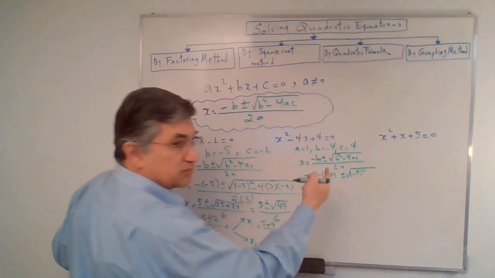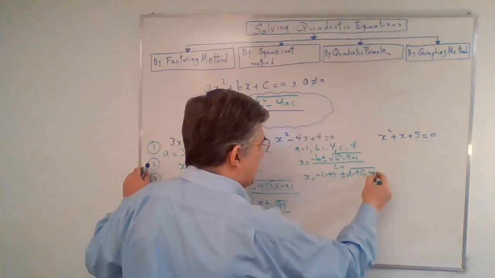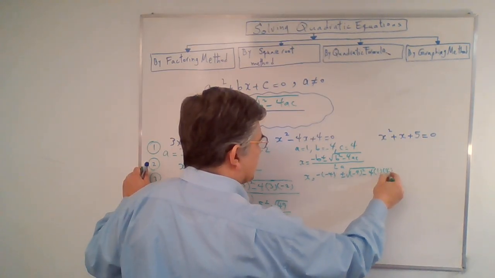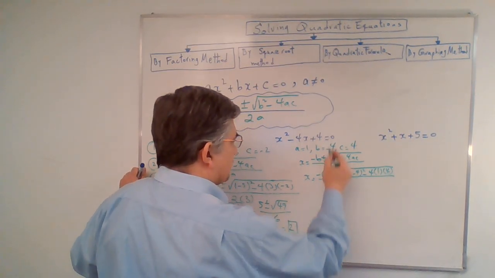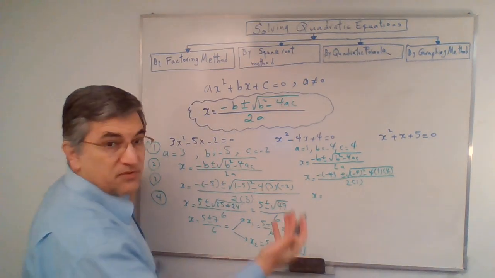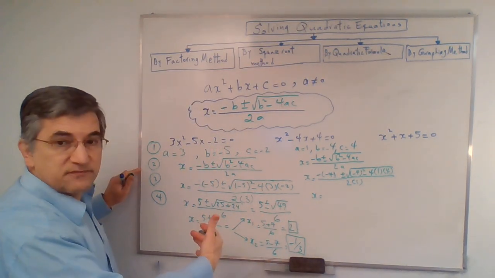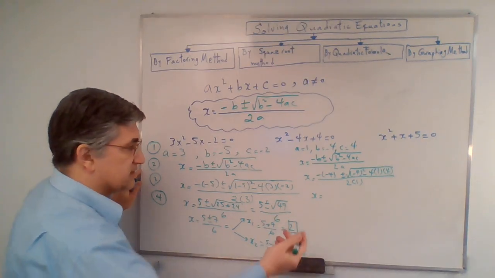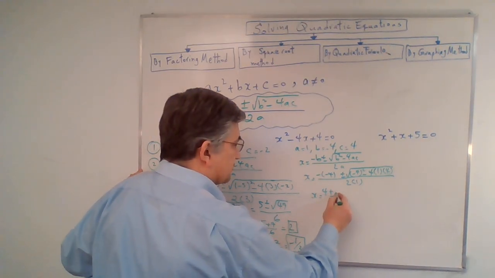I repeat again, you place the negative sign inside the brackets, minus 4 times a times c all over 2a, which is 2 times 1. So that was step 3, substitution. And now step 4, just calculating the final answer. So I end up with 4 plus minus.